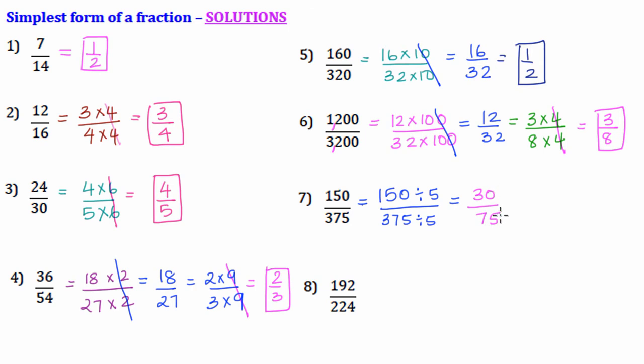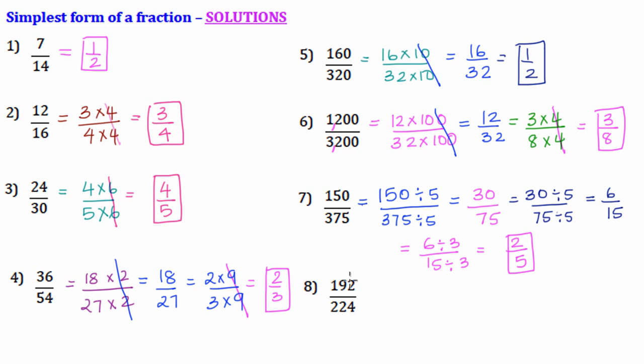Again, the last digit is either a 0 or a 5, so we know that 5 is a common factor. So you divide this by 5. 30 divided by 5 over 75 divided by 5 equals 6 over 15. Now 3 is a factor that's common to both 6 and 15. So let's divide both the numerator and the denominator by 3. So 6 divided by 3 over 15 divided by 3 equals 2 over 5. And that's the simplest form of 150 over 375.